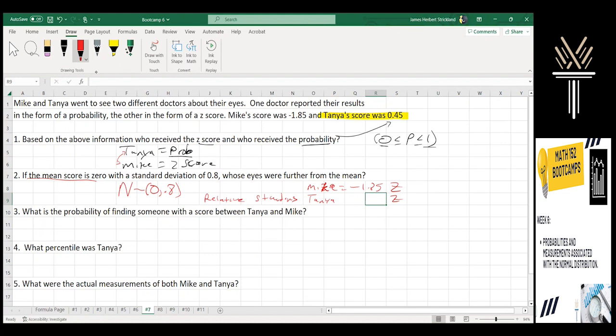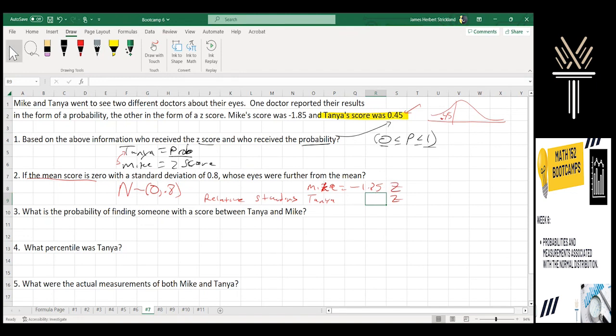Well, we know Tanya's probability, right? 0.45. And they didn't tell us, but we're going to assume that's a percentile. So we're going to assume that the 0.45 is on the left. On a real test question, they would tell you whether it's a percentile or on the left or on the right. You'd have to know that. We're just going to assume, for simplicity, that's on the left. If it wasn't, we would do 1 minus and make it on the left.